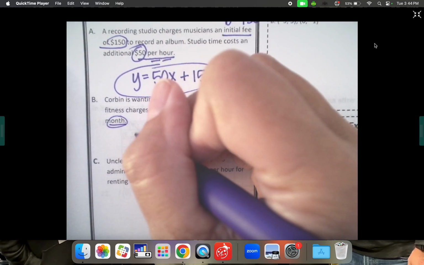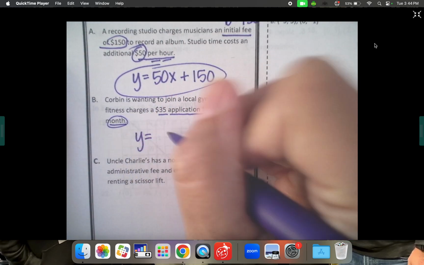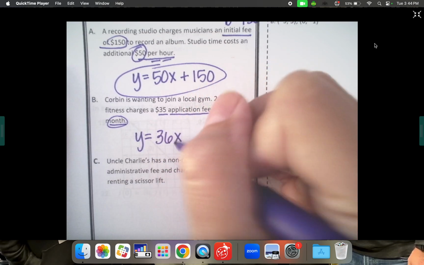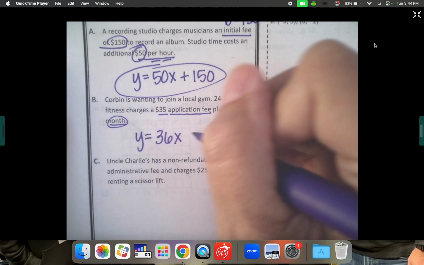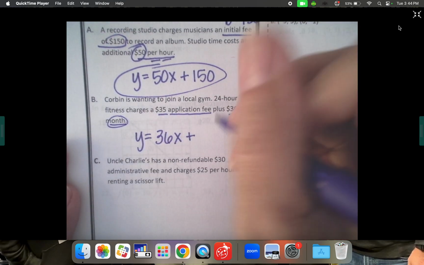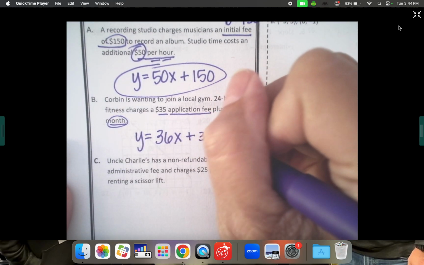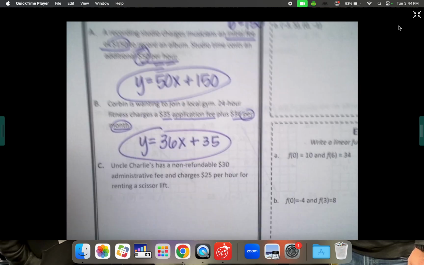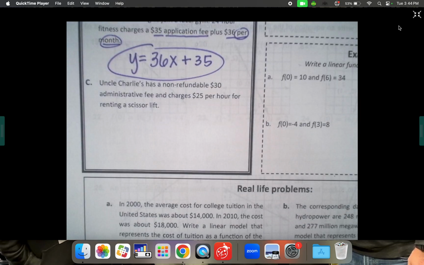So Y equals $36 per month. So put an X, plus you have to pay just to sign up, which is a $35 application fee. All right, letter C, go ahead and pause it and try this one on your own.